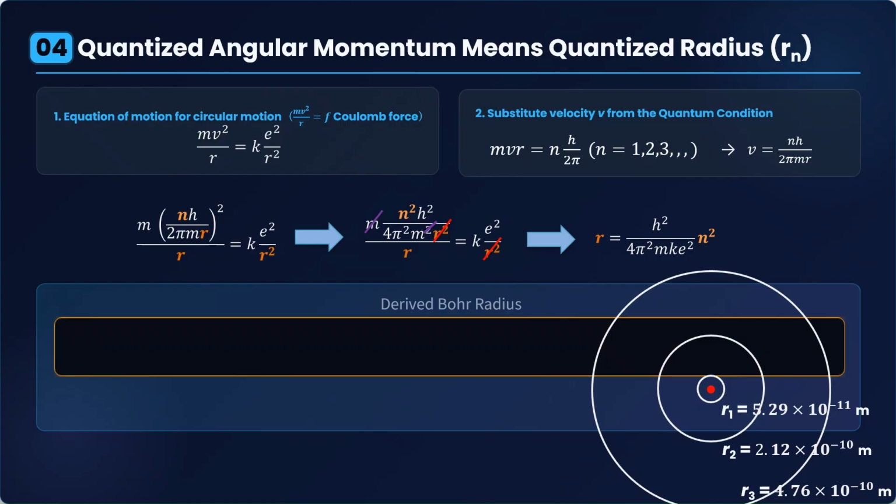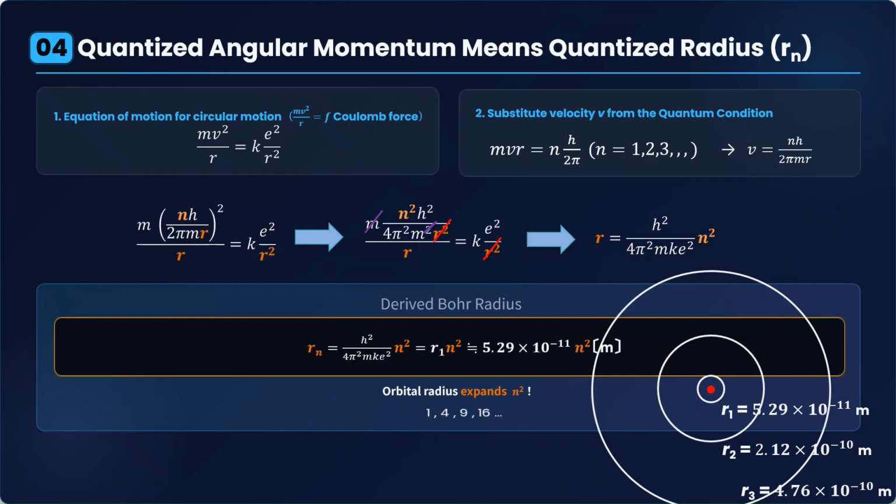And because the radius depends on the quantum number n, we should write it as r sub n, the radius of the nth orbit, like this. Now, plugging in the fundamental constants, for n equals 1, the radius becomes approximately 5.29 times 10 to the power of minus 11 meters. This is the famous Bohr radius. And remember, the radius is proportional to n squared. So the second orbit is 4 times larger than the first, and the third orbit is 9 times larger. As you can see in the diagram, the allowed orbits spread out rapidly as n increases.